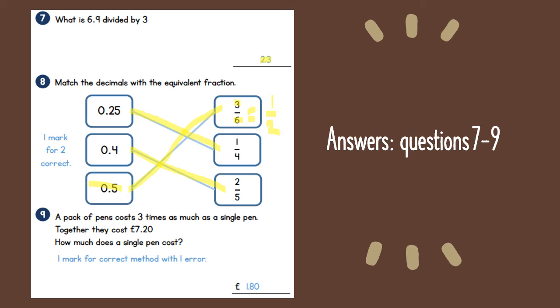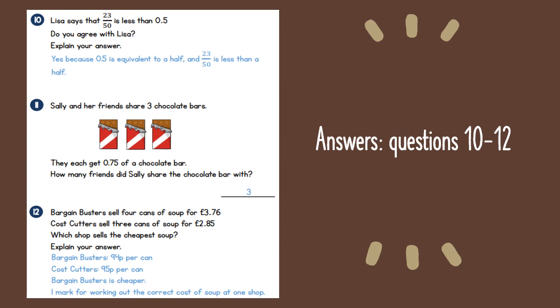Number 9, a pack of pens costs 3 times as much as a single pen. Together they cost £7.20. How much does a single pen cost? So you're using your division here, and our answer is £1.80. On to the final 3 questions and the answers for these.